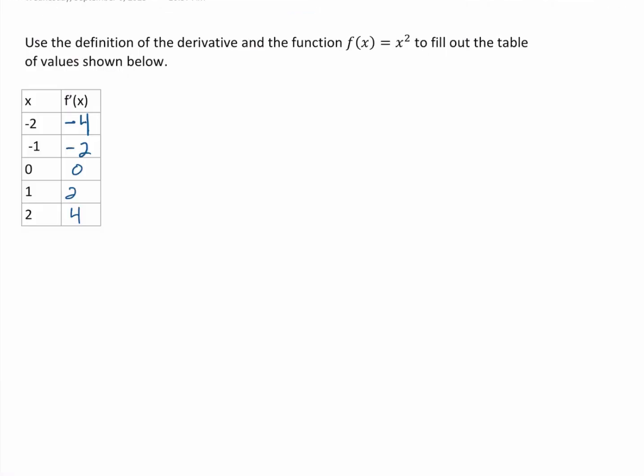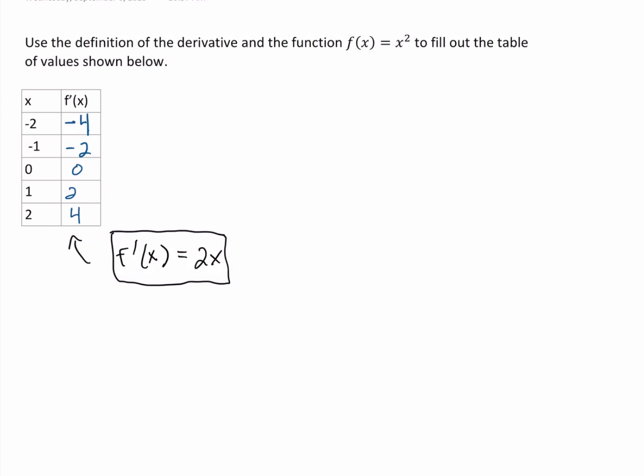Back to this table we created. Now you might have noticed something about the table, and that is that f prime of x is following a pattern. And the pattern is that you take any of those x values and you multiply by 2 and you get the value of the slope. So we're seeing that the derivative is a function in itself. But how could we possibly get 2x without going through all of this work?